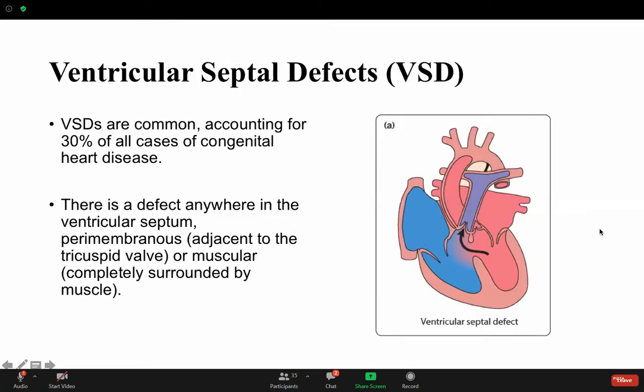ال VSD اللي هو ventricular septal defect، العكس، ما هو في الاتريوم الديفكت. الديفكت is in the ventricles. Okay? لكن نفس الشيء. Due to the left sided pressures are higher, the blood will go from the left side to the right side. It's very common, accounting for 30% of all cases of congenital heart disease.